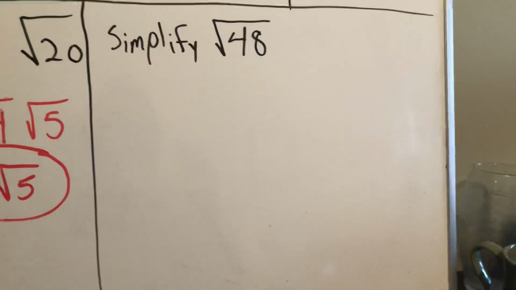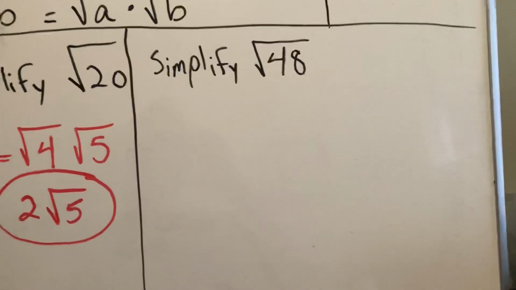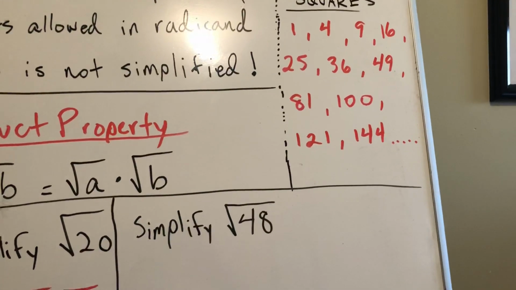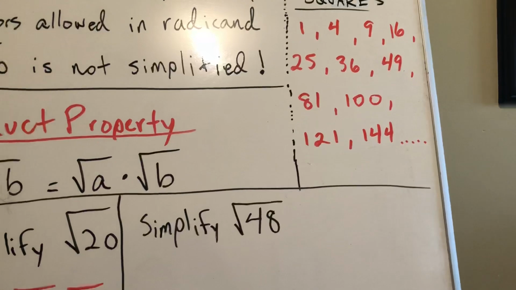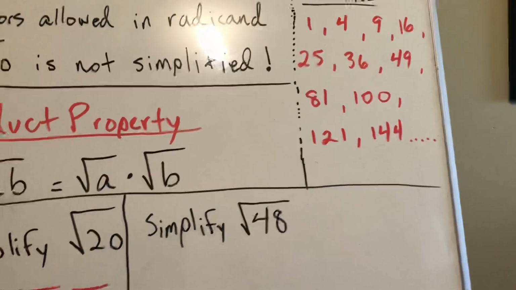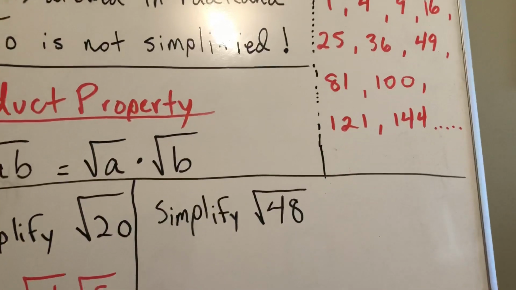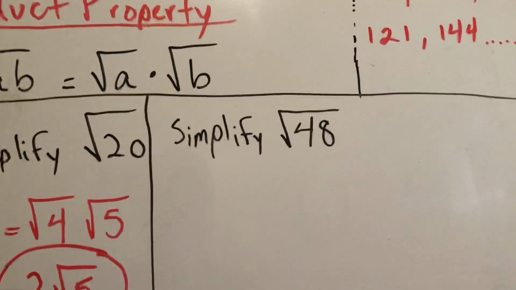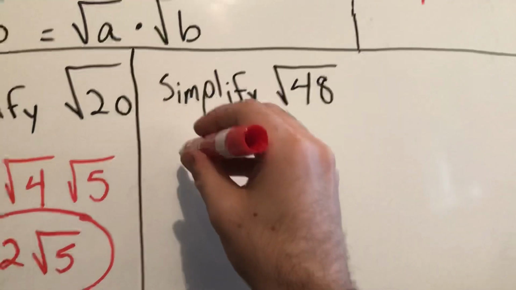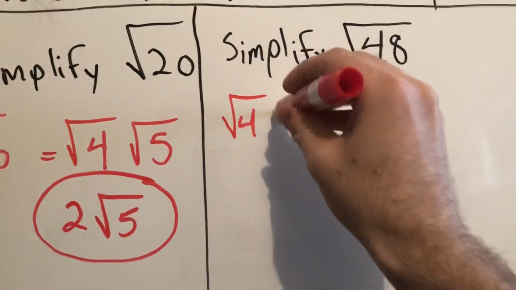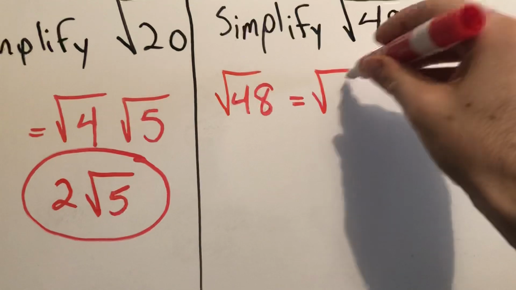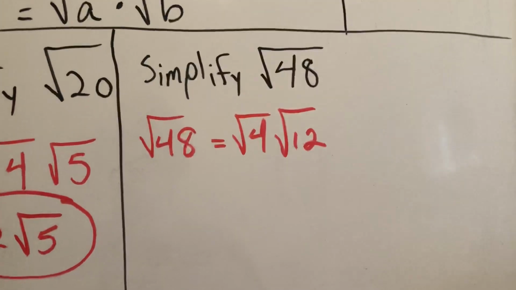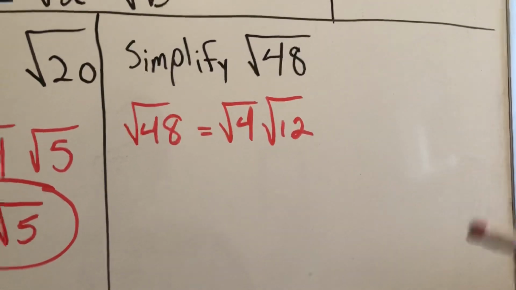Let's do one more while I have space on the board. Let's simplify radical 48. So again, we want to think of our perfect square factors, which I have up here. And since we just used square root of 4, that's something you might think of here too. So let's break this down into square root 4, square root 12. That's the other factor of 48 that goes along with 4. So I'm going to say root 48 equals root 4 root 12. And we know that root 4 is equivalent to 2.